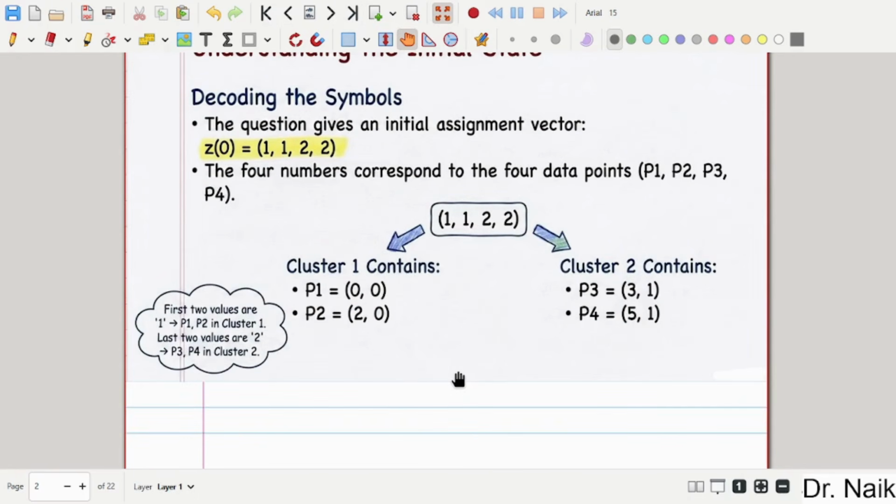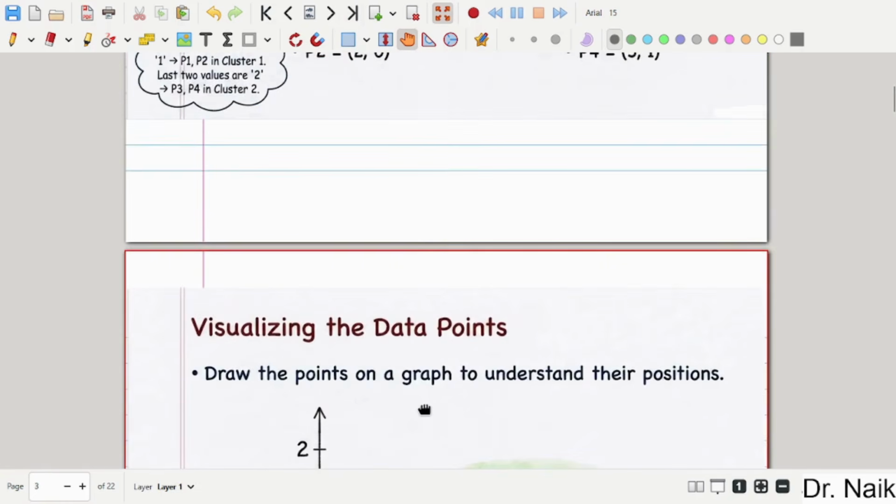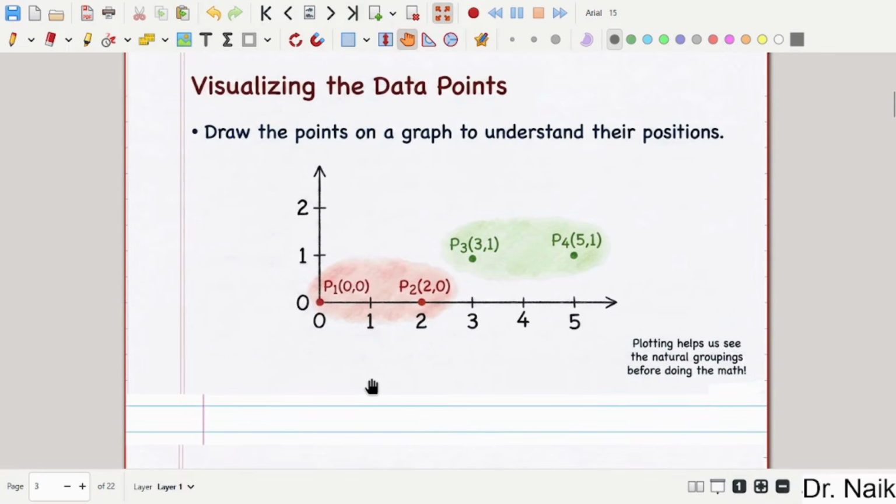Understand the question now. Z superscript 0 is equal to (1, 1, 2, 2). This means these four numbers correspond to our four data points. That is, P1 belongs to cluster 1, P2 belongs to cluster 1, P3 belongs to cluster 2, P4 belongs to cluster 2. Now visualize the data points. So P1 and P2 are in cluster 1, P3 and P4 are in cluster 2.